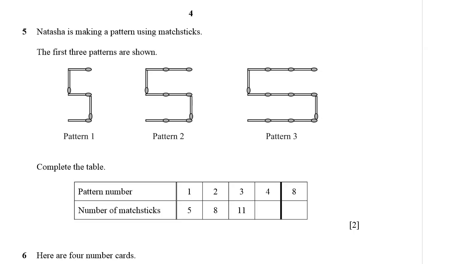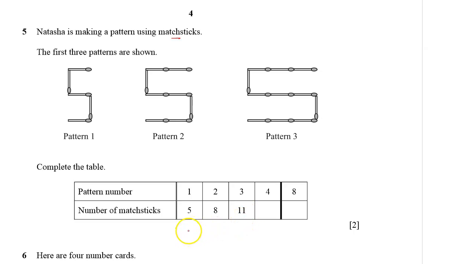Question number 5. Natasha is making a pattern using matchsticks. The first 3 patterns are shown. Pattern 1, pattern 2, pattern 3. Complete the table. We have pattern number and number of matchsticks. In pattern 1, we have 5 matchsticks. Pattern 2, we have 8. And pattern 3, we have 11.